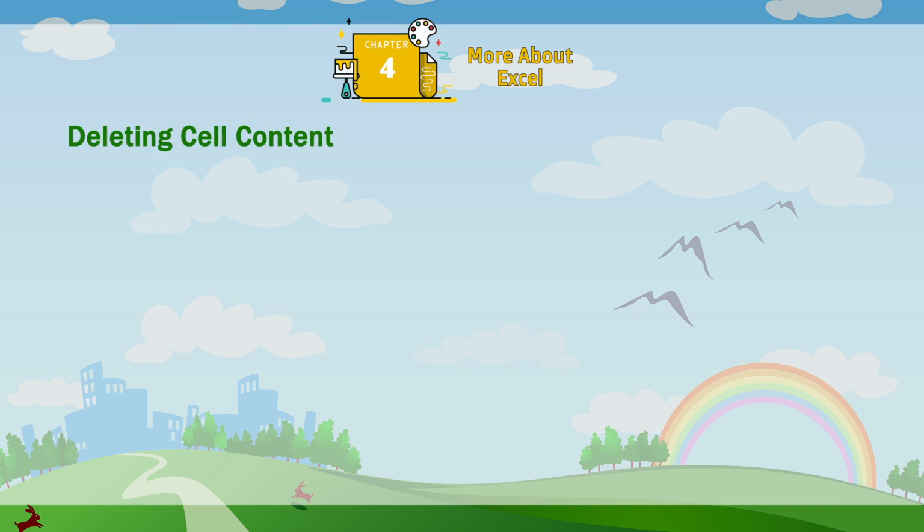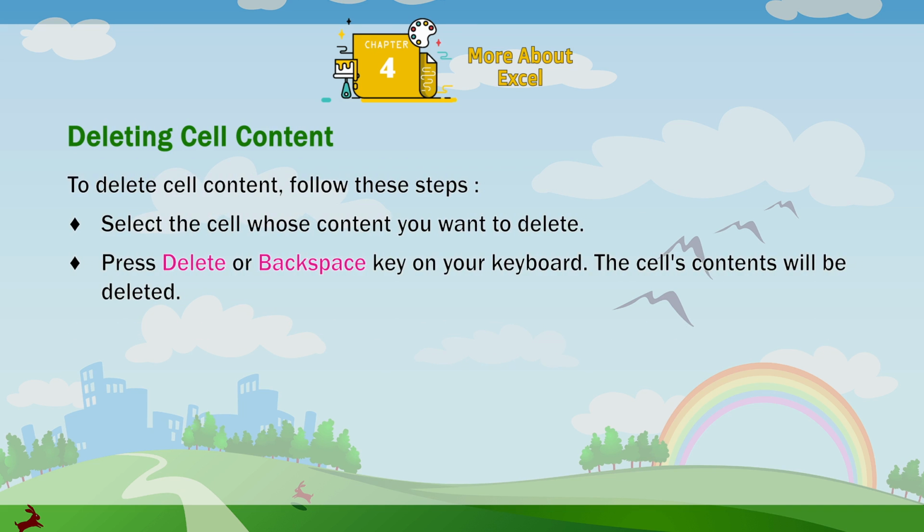Deleting cell content. To delete cell content, follow these steps. Select the cell whose content you want to delete. Press Delete or Backspace key on your keyboard. The cell's contents will be deleted.